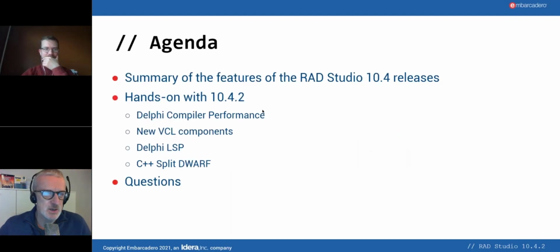Okay. So we don't want in this section to do a review of what is in 10.4.2 or what is in 10.4. I'm going to provide a very quick summary of what has been added to RAD Studio over the last year, but that's really going to be quick, just go through the titles, the main areas, without getting into any of the details. And then we want to spend the rest of the time going through a few specific areas that have been enhanced specifically in 10.4.2. And then spend the rest of the time answering any questions you might have on the product in general. Of course, not only on the features we're demoing, but on anything that you are interested in.